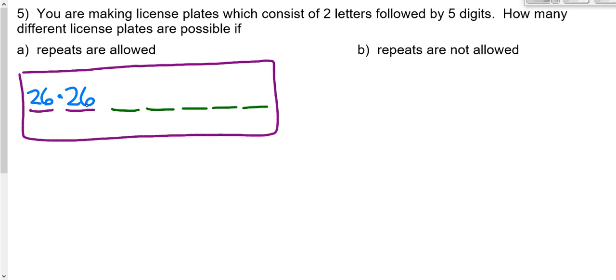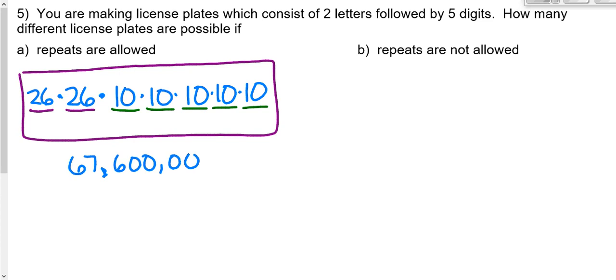And you get five digits. So and multiply, how many choices do you have for digits? Digits would be 0 through 9, so there are 10 of them. So you have 10 choices, and you're allowed repeats, so you have 10 choices for every digit. So we have 26 times 26 times 10 times 10 times 10 times 10 times 10. And I think, if I did the math right on that, that gives you 67,600,000 possible license plates. So the good news is, if you do end up in jail making license plates, you'll have enough to keep you busy.